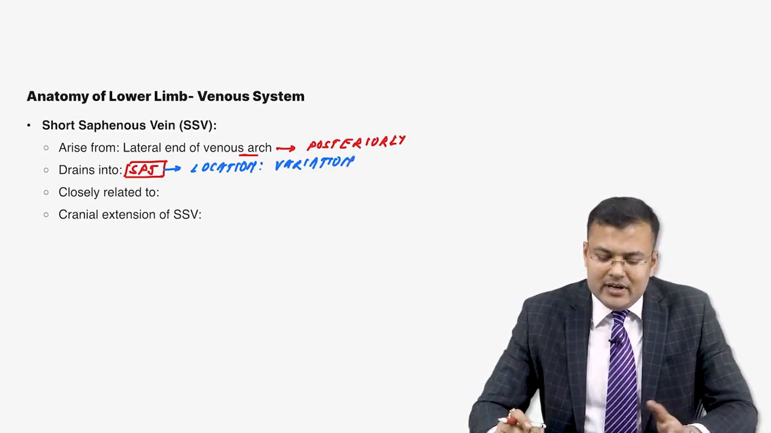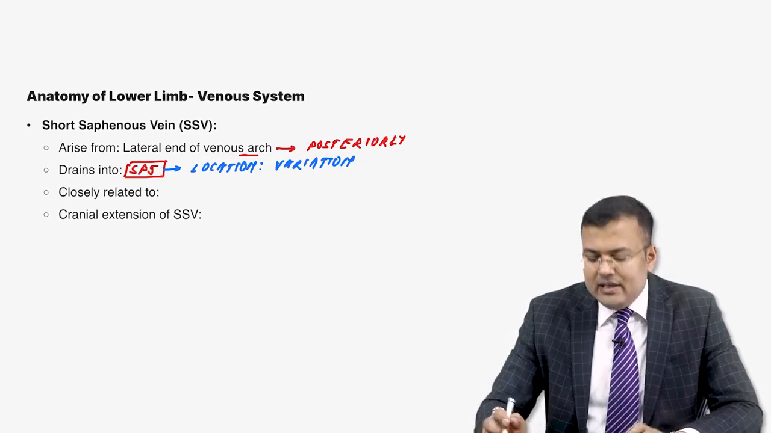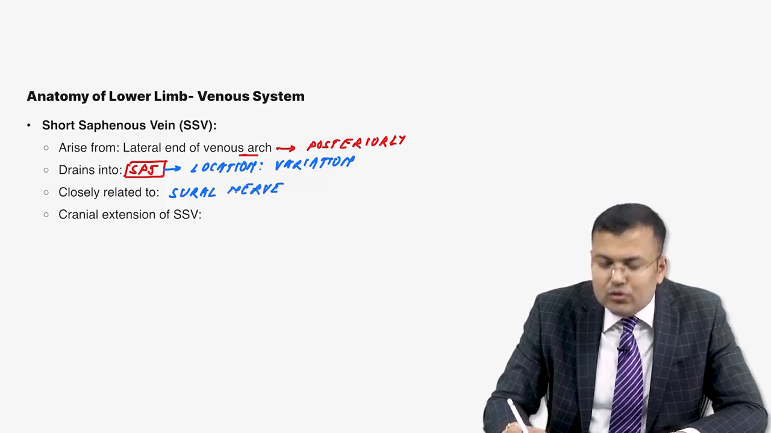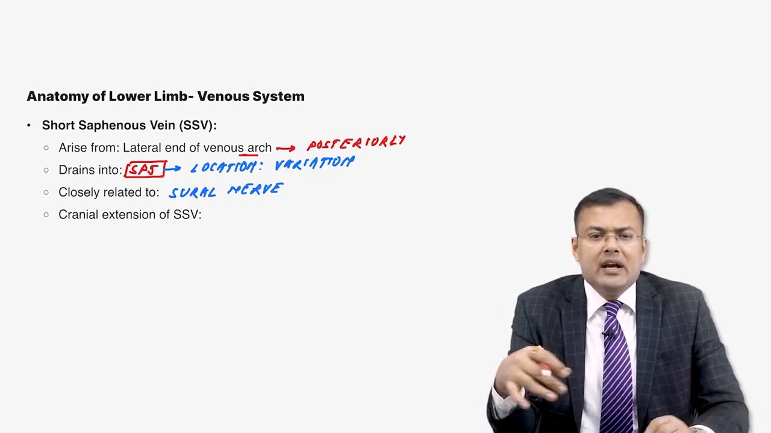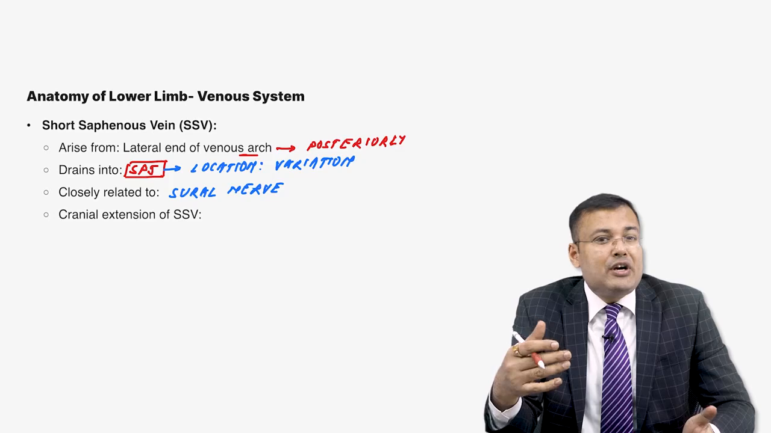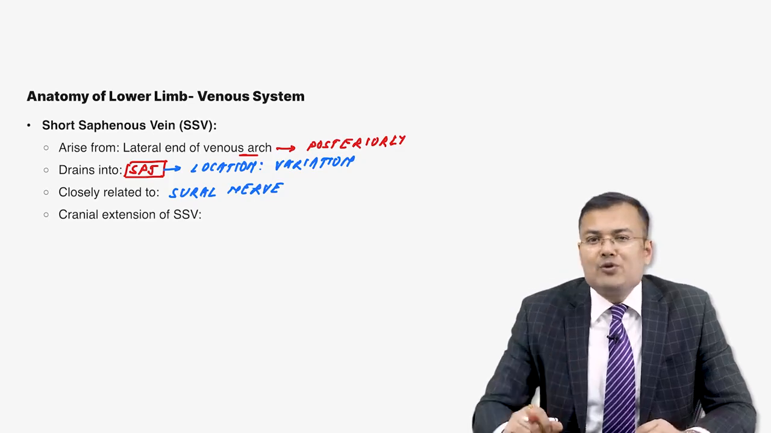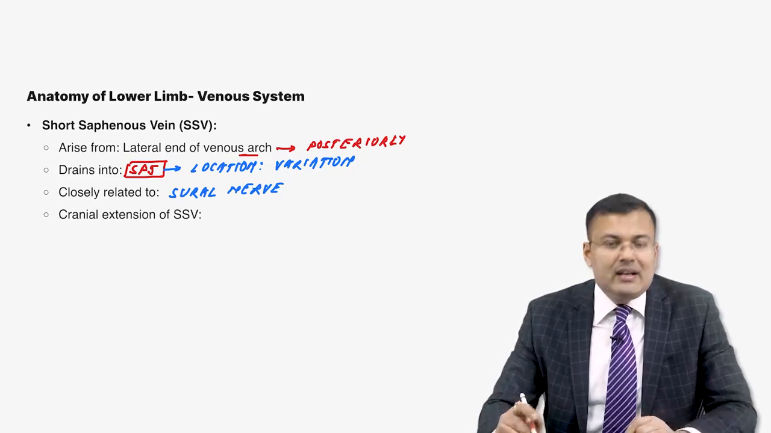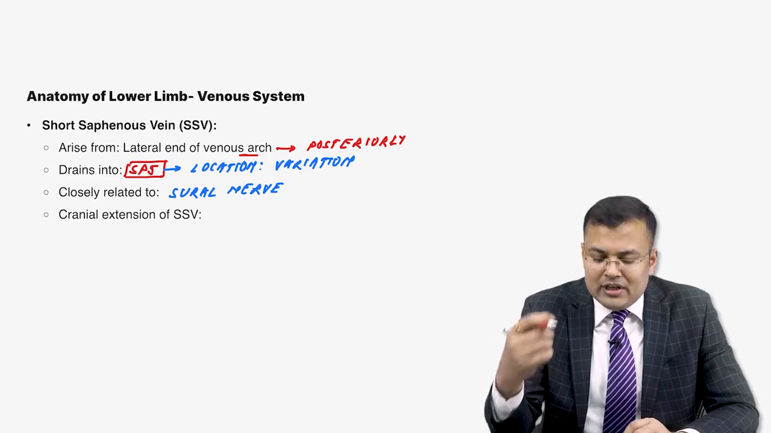Next, it is closely related to which nerve? It is closely related to the sural nerve along its whole course. That's why this question is also asked: whenever you are going to perform stripping of the short saphenous vein, which nerve is most commonly injured? Obviously the sural nerve.